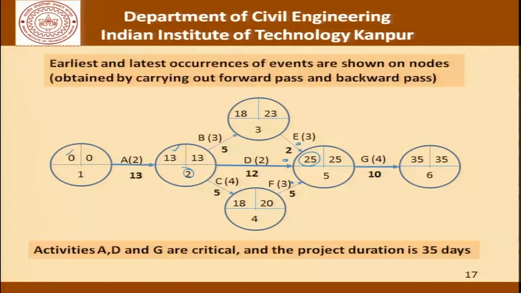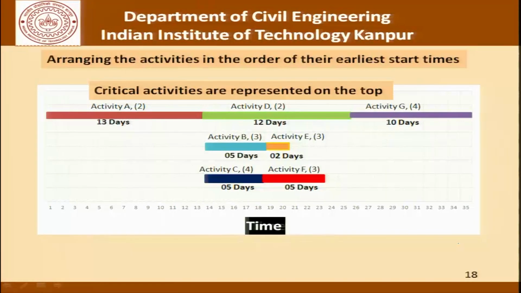So, this is the first step. We find that A, D and G are critical activities, they are highlighted by a firm arrow, and we find that the project can be completed in 35 days. Now, let us try to do the next step, which is scheduling these activities on the time axis. This representation schedules these activities in the earliest start times.